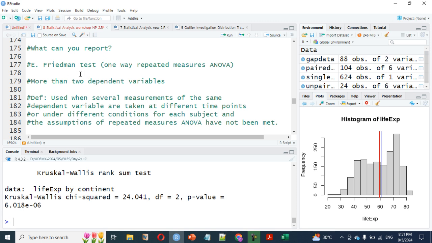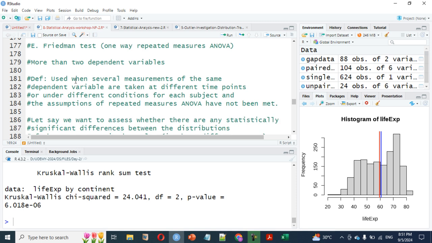So that is when we have a Friedman test. The Friedman test allows us to do repeated measure ANOVA with more than 2 dependent variables. This is used when several measurements of the same dependent variable are taken at different time points or under different conditions for each subject, and the assumptions of repeated measures ANOVA have not been met.